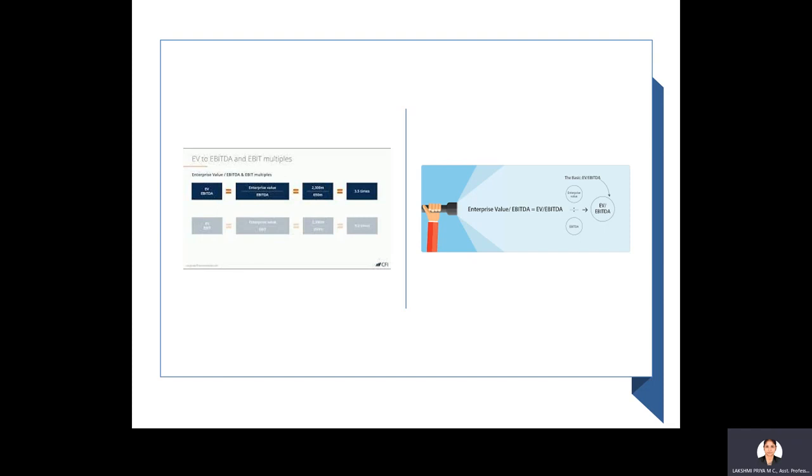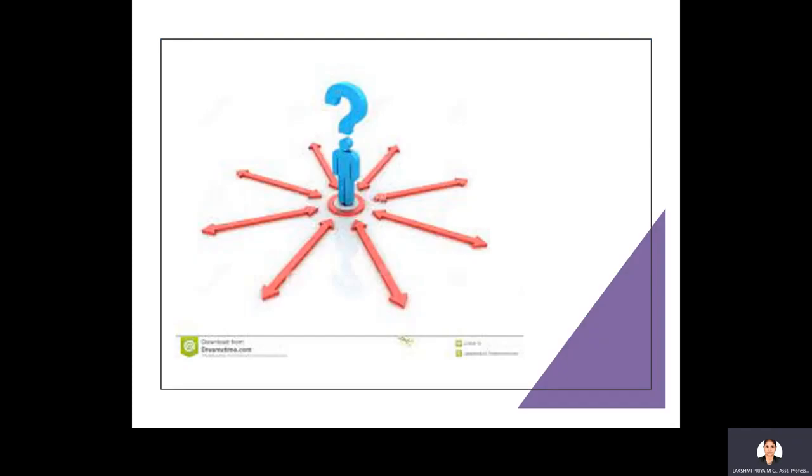The EV to EBITDA multiple is more suitable for firms that have substantial non-cash expenses, that is, where depreciation and amortization are substantial. That is, capital-intensive firms like airlines, telecom operators, and refineries can go with the EV to EBITDA multiple. The EV to free cash flow to the firm multiple is more appropriate for firms that have stable growth and predictable capital expenditures. EV to sales multiples can be used for any firms that have not yet established positive earnings.